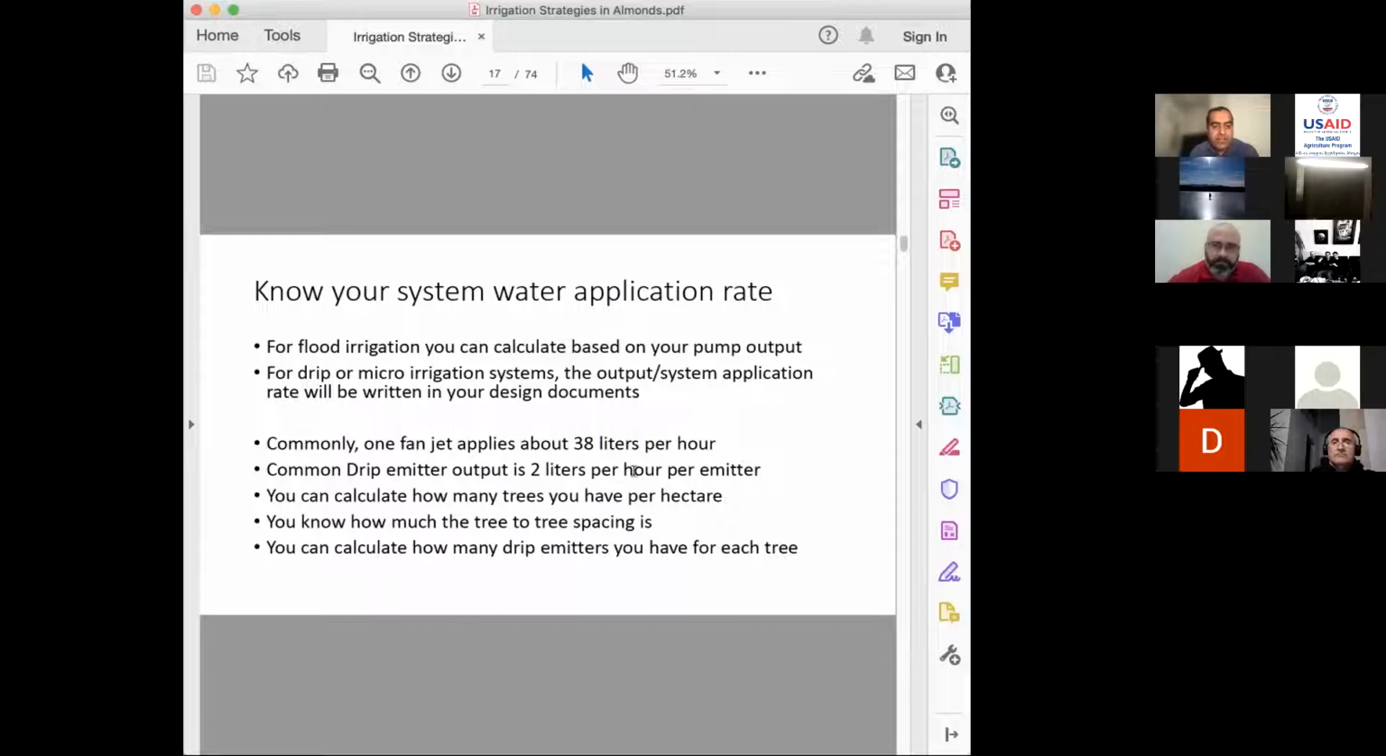One fan jet approximately applies about 38 liters of water per hour. That's the common design, but there are so many different variations of these systems.